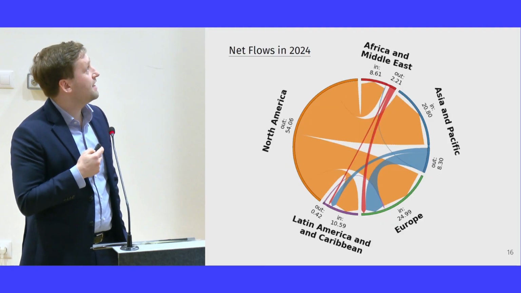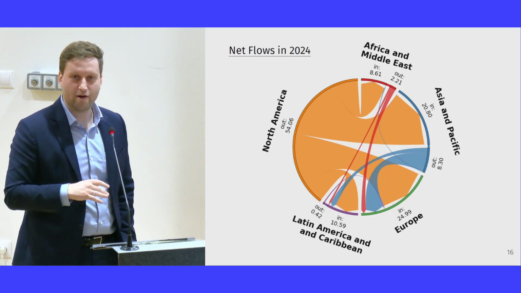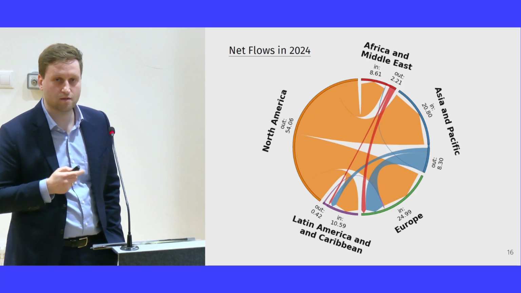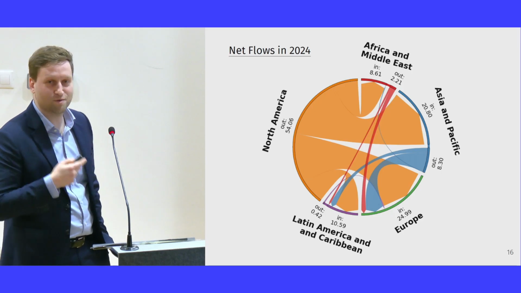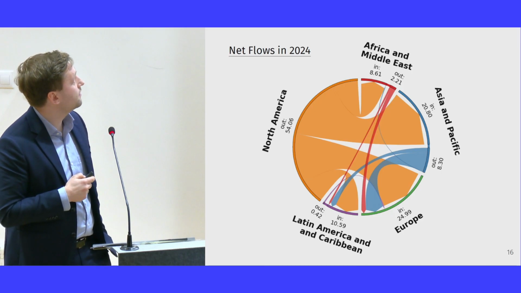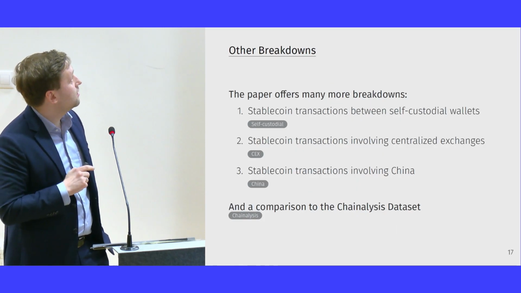When you net out all the flows, you can see that everything goes from North America to other places where people typically like to have dollars. I guess that's not new to crypto. That's a longer standing thing in international macro. The paper has many more breakdowns.